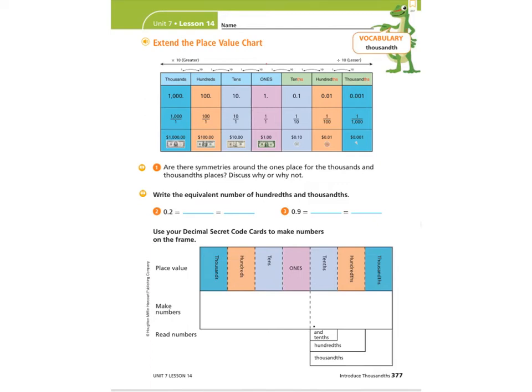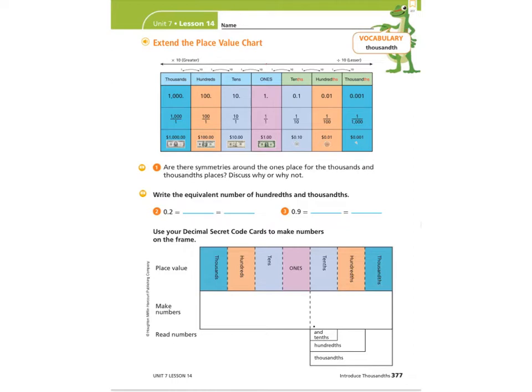Today for our math lesson, we will be going over our practice book pages 377 and 378. Please make sure that you pause this video and have your practice book ready to go with a pencil that's sharpened and ready to write. Once you have that, then you can press play.